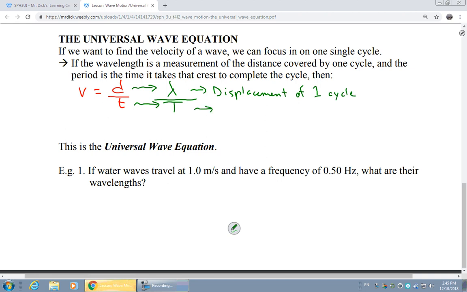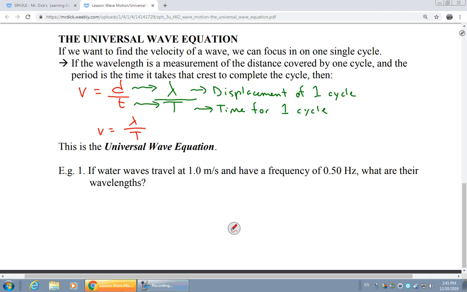divided by the time for one cycle. So really what we're seeing is that the velocity in our particular case is lambda, the wavelength, divided by the period. But typically we don't actually use that as our main wave equation to find velocity, because we often don't know what the period is. It's a lot more common that we're told what the frequency is. But we can work with this a little bit.